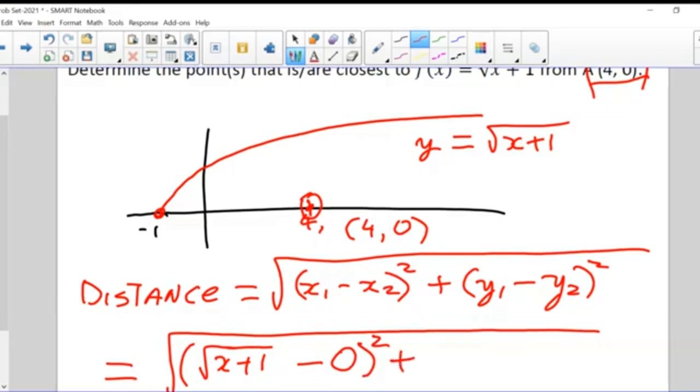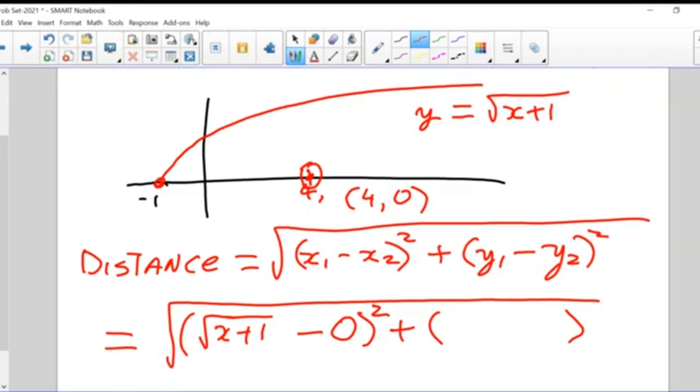Squared. Plus, what do you think I'm going to use now for my other x? All right, remember, I have to have something which is related to this square root of x plus 1. Whatever is first here has to be first here as well. What am I going to use here in the first position? Anybody? What do you think I'm going to put there? And then we're going to subtract from that, obviously, the other x value that we have, which is the 4, right?